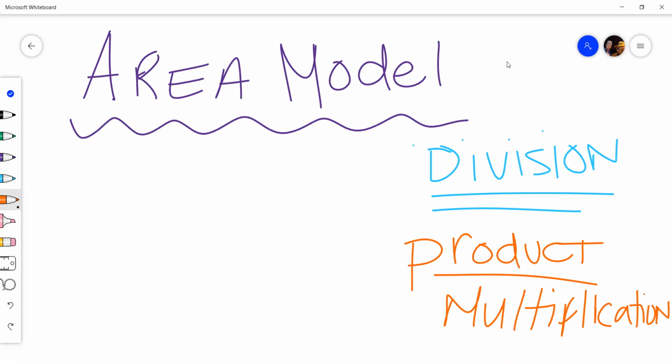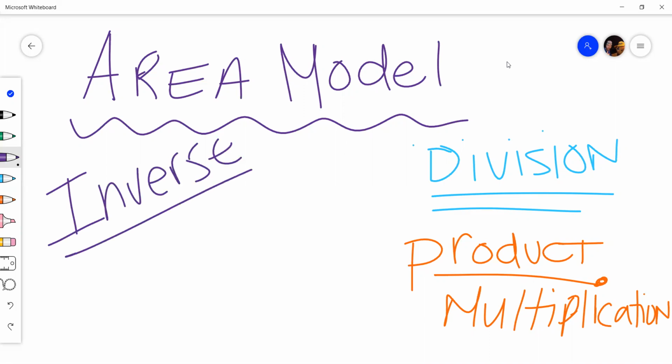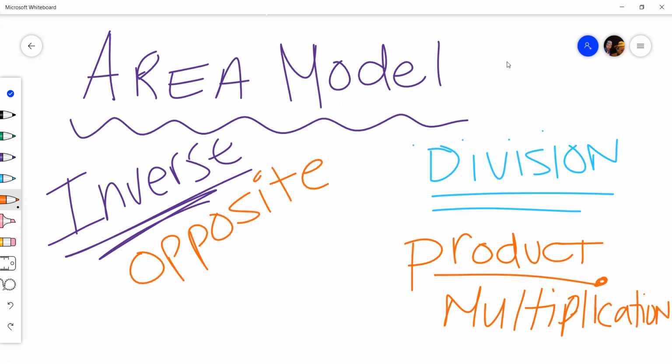Remember that multiplication and division, they are an inverse. They are opposite. They are related. And the cool thing about this inverse, meaning opposite, is that if we know how to multiply, we know how to divide. Therefore, strategies we've used to help us multiply, we can use to help us divide. We're just going to do them a little bit different. We're going to kind of do them in an opposite way, right?